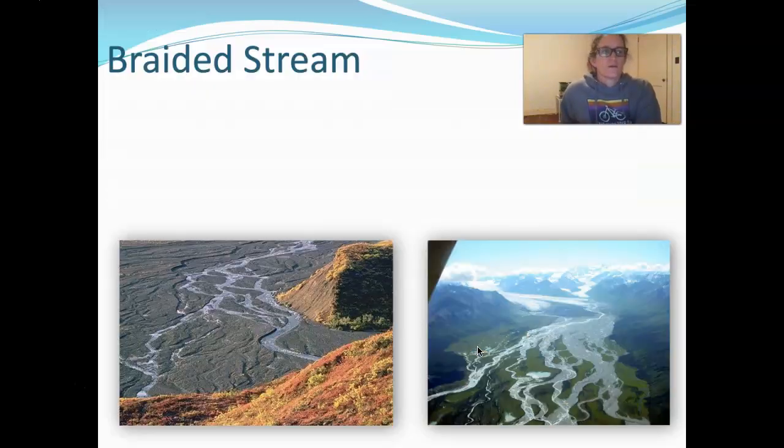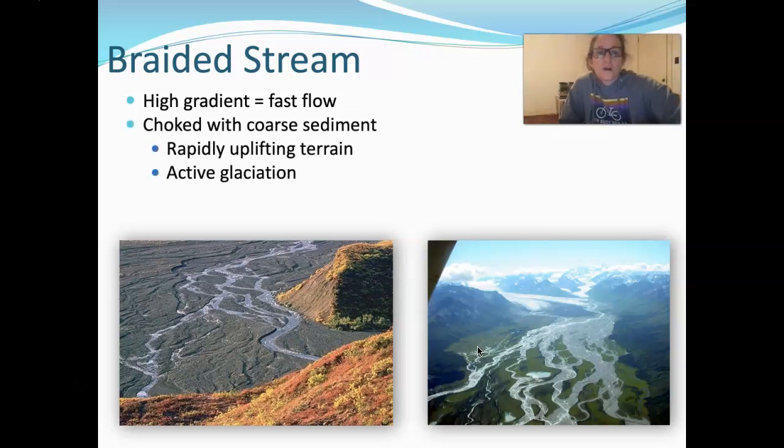All right, so that was the meandering streams. Now these are braided streams. Some of the most majestic landscapes in the world are those that are glaciated regions, and coming out of those glaciated regions is lots of sediment, and the rivers moving that sediment are kind of choked with sediment, and those are braided streams. There's a high gradient and a fast flow. There's lots of coarse-grained sediment, so it's not really mud.